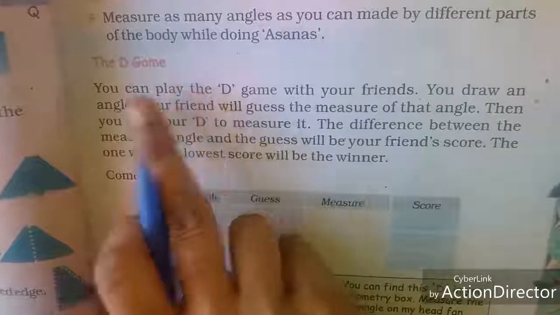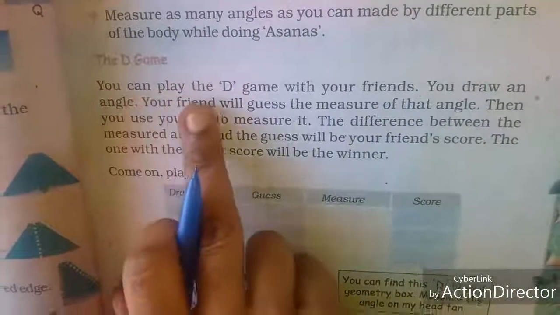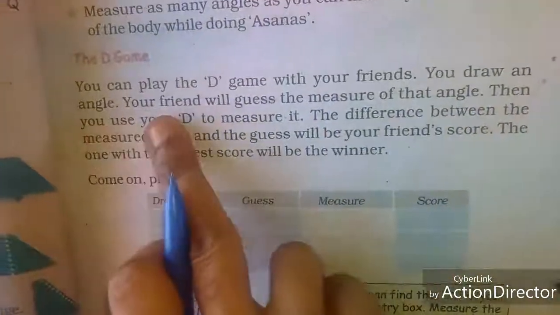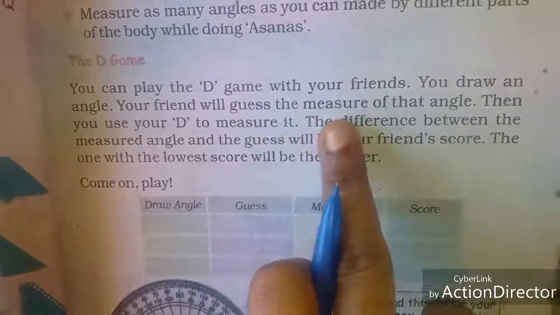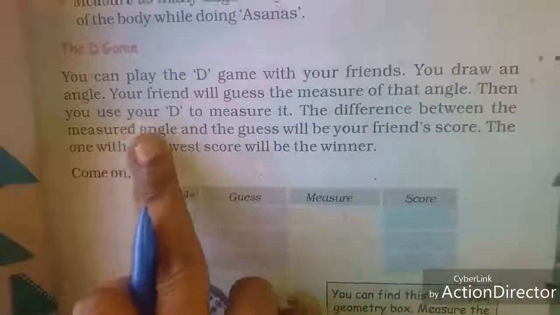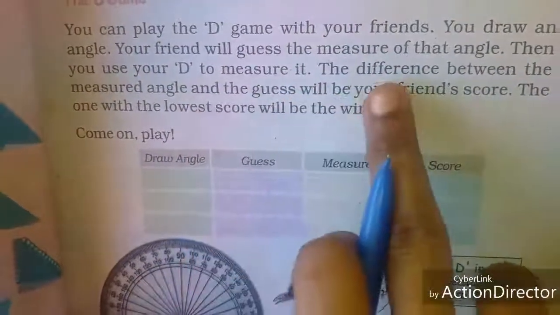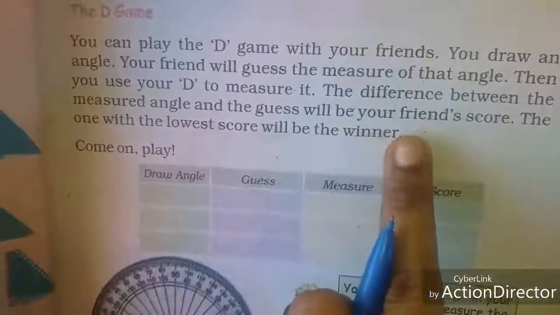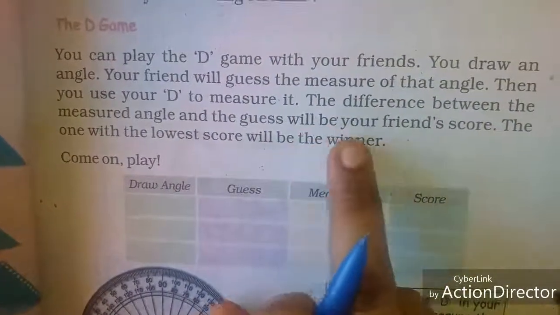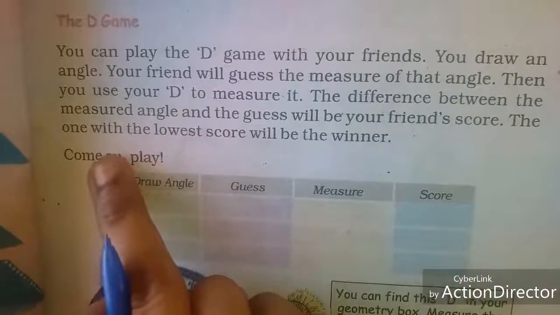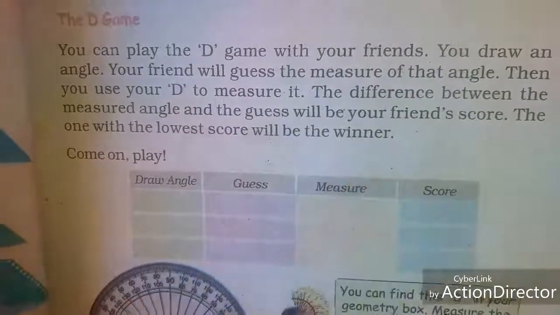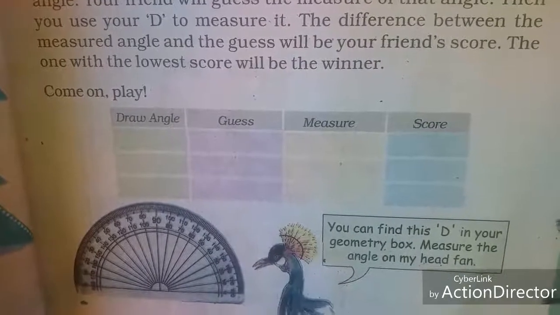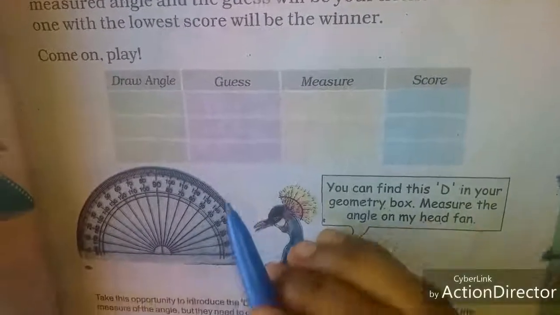Then the D game. You can play the D game with your friends. You can draw an angle. Your friend will guess the measure of that angle. Then use a D to measure it. The difference between the measured angle and the guess will be your friend's score. The one with the lowest score will be the winner. Come on, play.